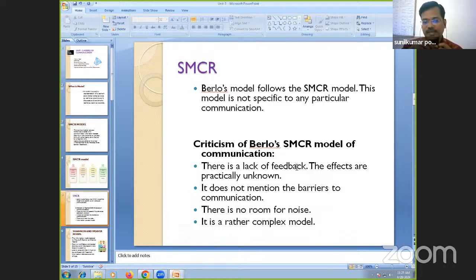Another criticism is that it is a rather complex model. It is somewhat difficult to understand. Either he is saying something about the psychological orientation, or he is saying something about the mass communication orientation. The model is clear, but not particularly to one kind of communication. So these are some criticisms of Berlo's SMCR model.